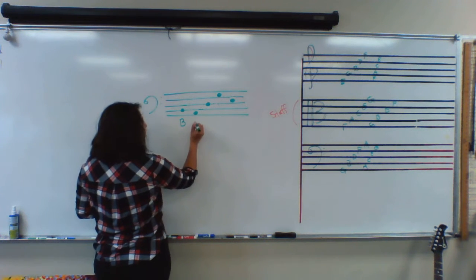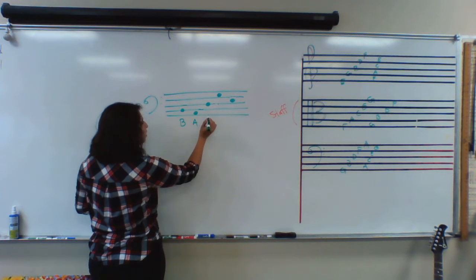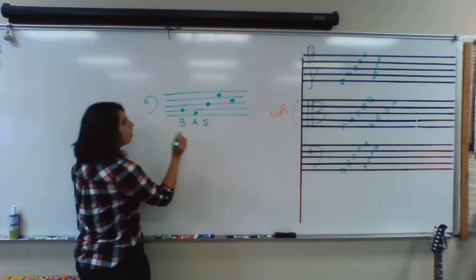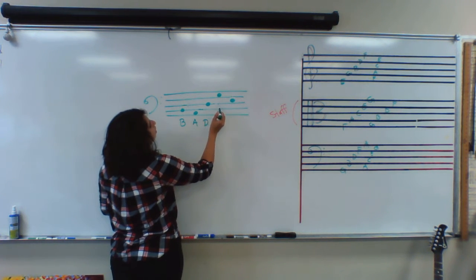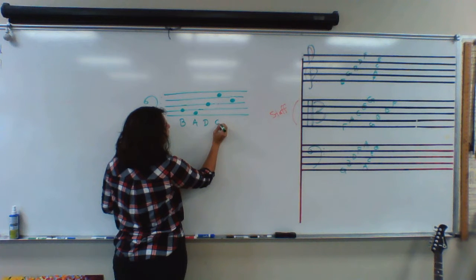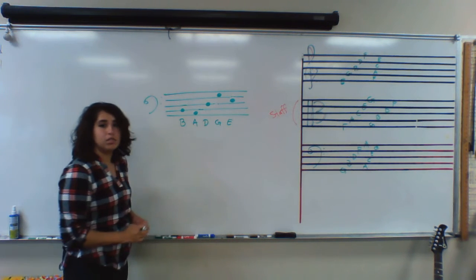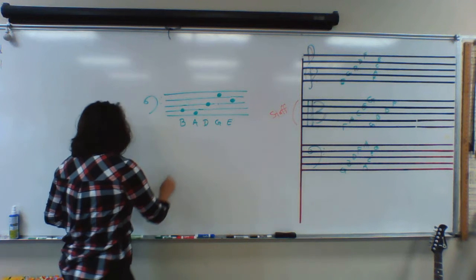So first one, A. All right, it's lines. Good boys do. Then we got spaces. All cows eat grass, G. And all cows eat. Badge, spelled badge. Okay, here's the last one.